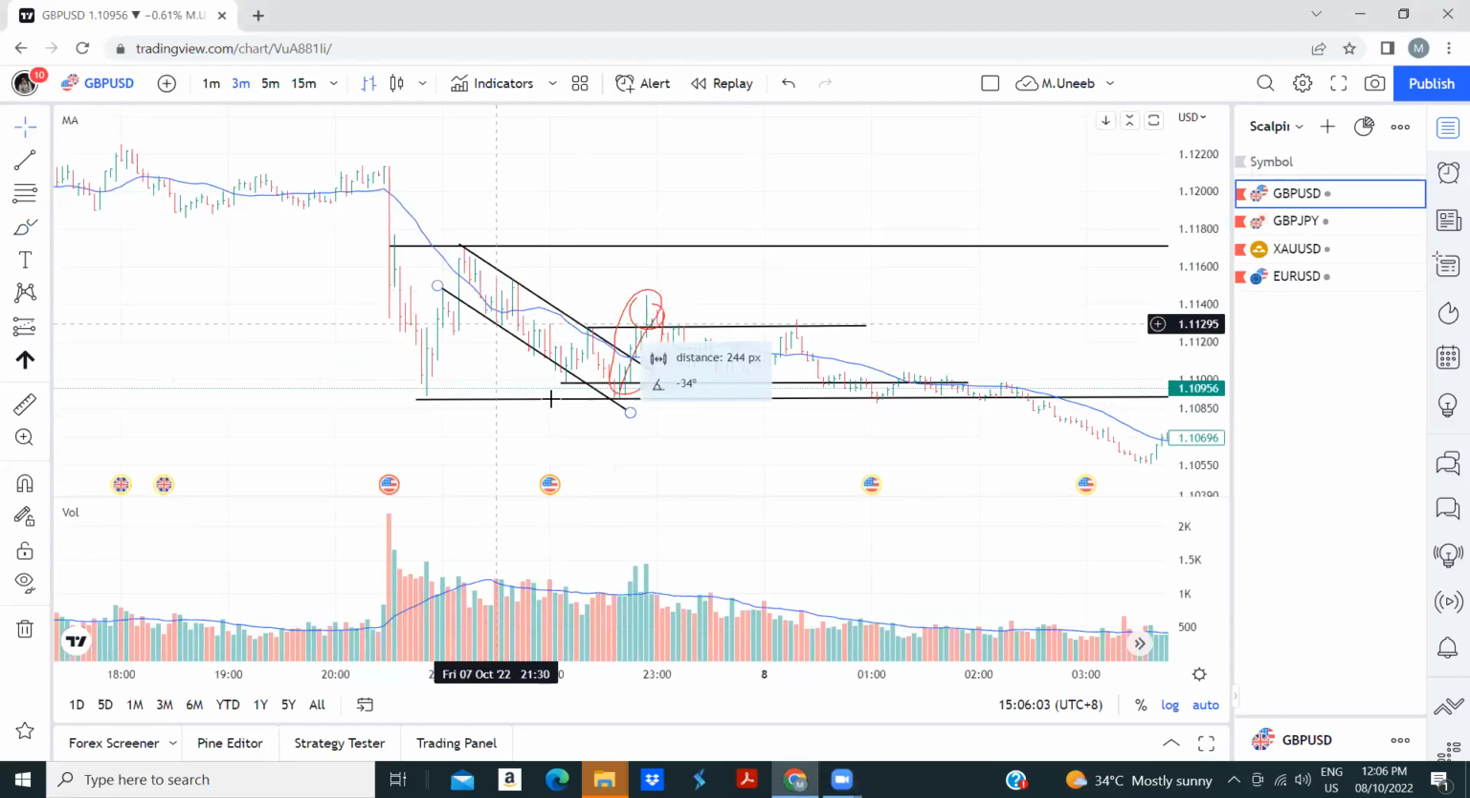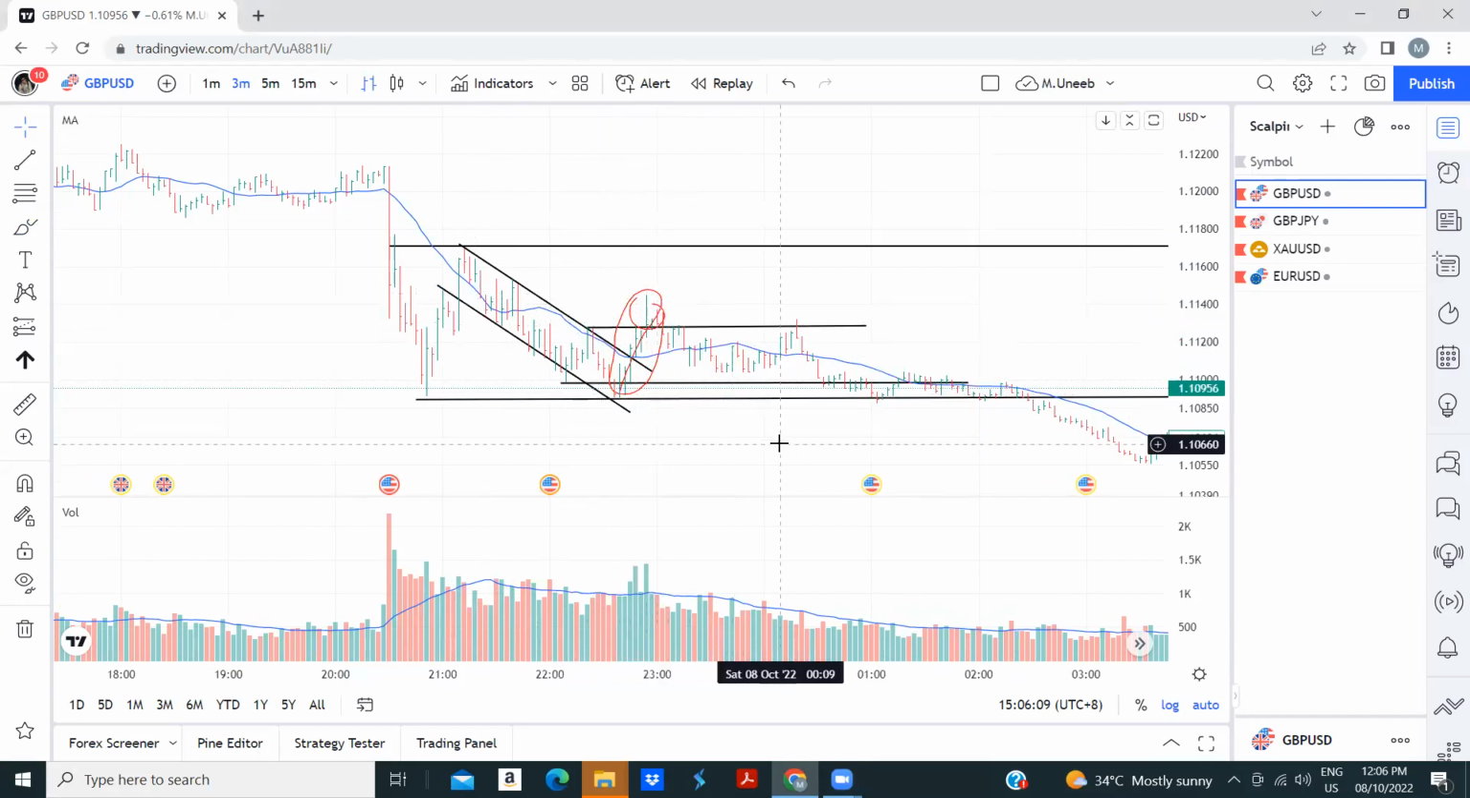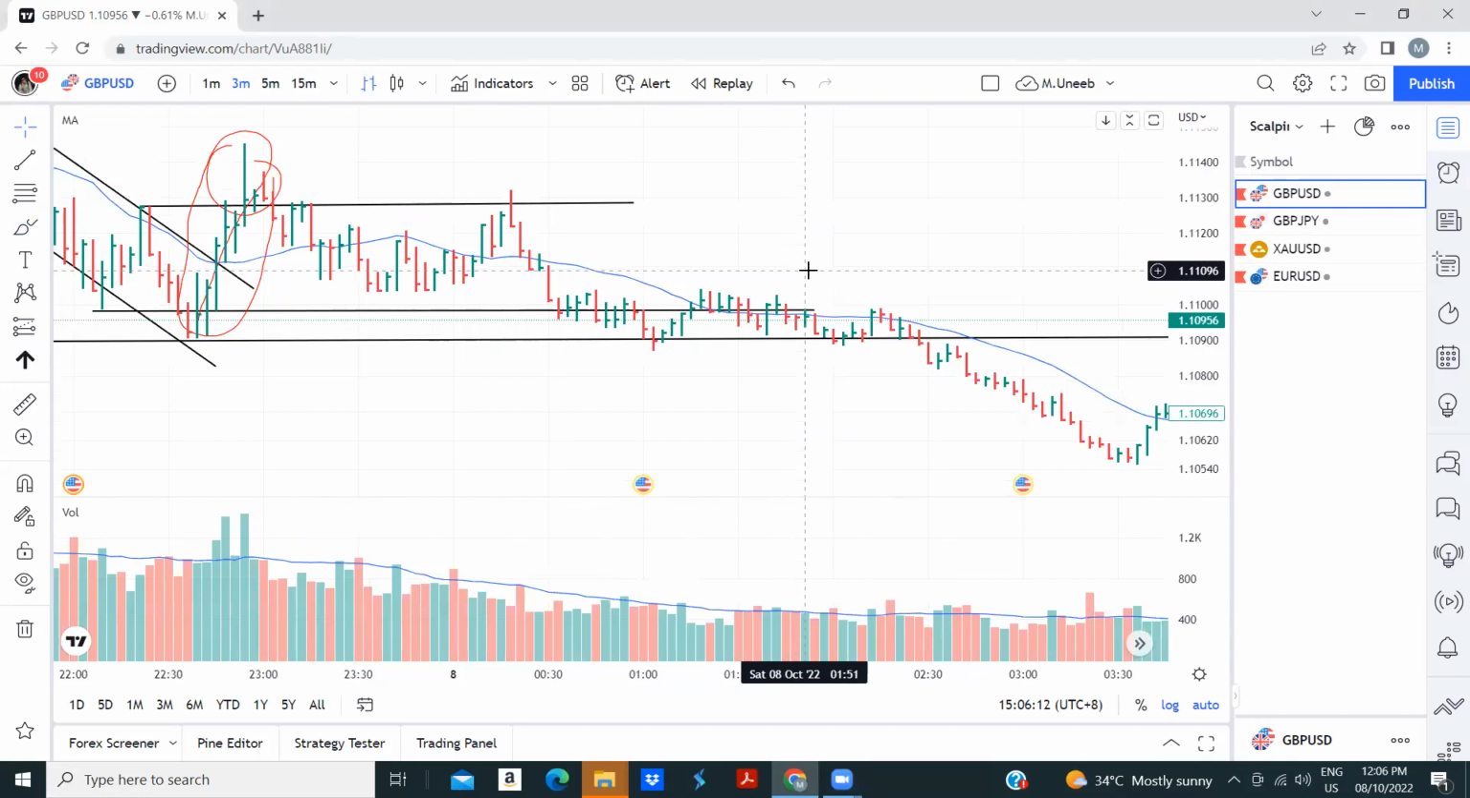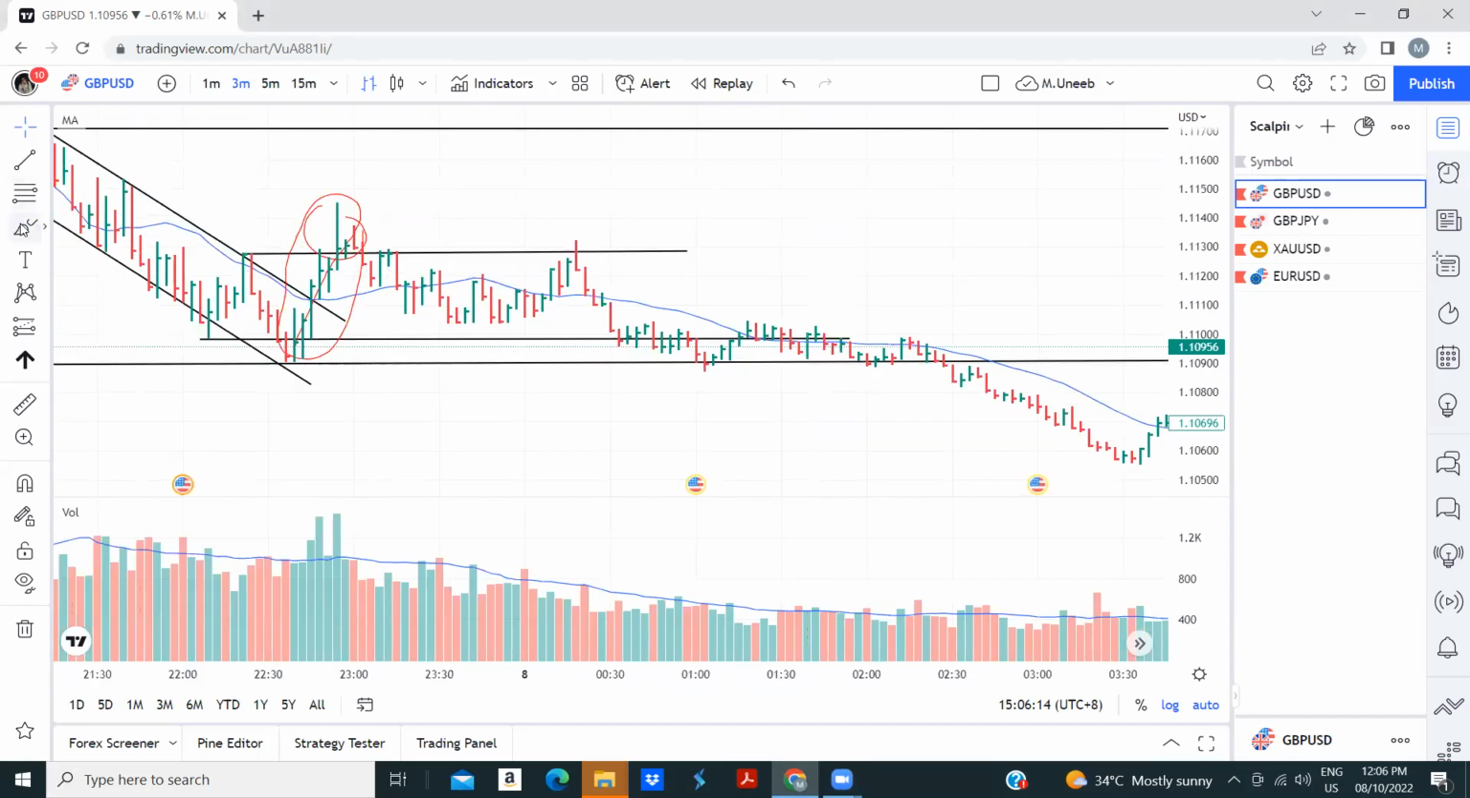Now you know already why the spring failed here. Our AR was here. We draw the channel at this AR line. This failed, right? And what happens after failure? The price consecutively did what? It makes a lower high, right? And then again an upthrust.